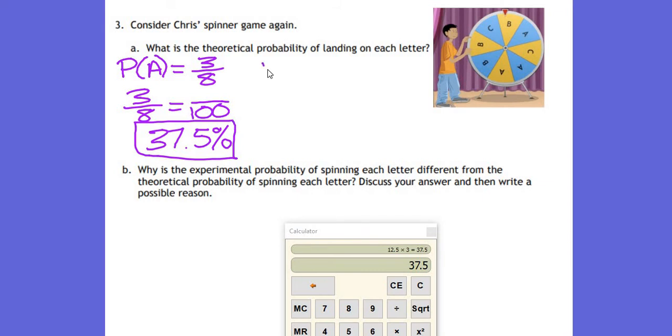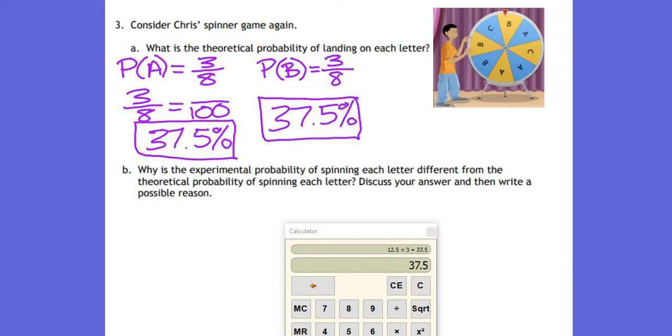Okay, let's look at the probability of B. Well, how many spaces are a B? 3. How many are total? 8. Do I even need to calculate this? No, because it's the same. So B is 37.5%. Theoretically, what was our experiment? 45. Was it close? Not as close, but it was kind of close. If I conducted the experiment more, it should start looking more like this number, this percent. I don't know why, but I multiplied by 4 instead of 3.